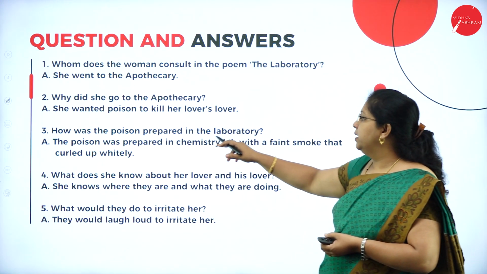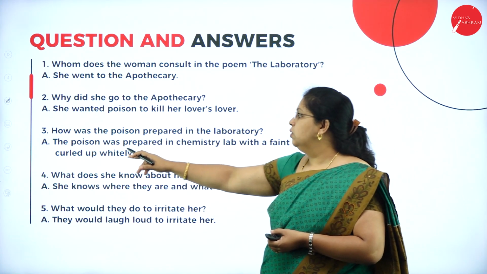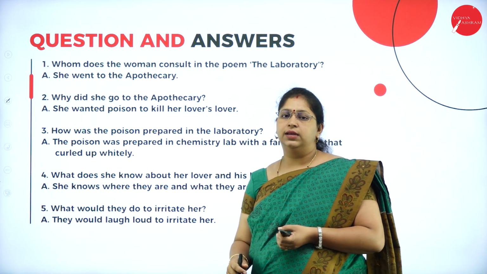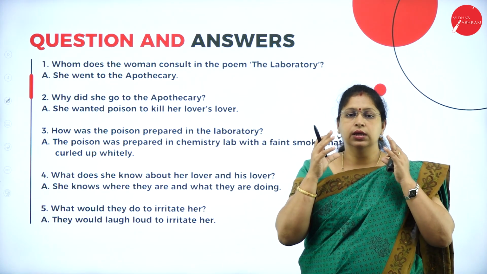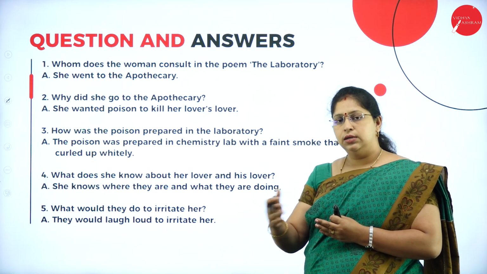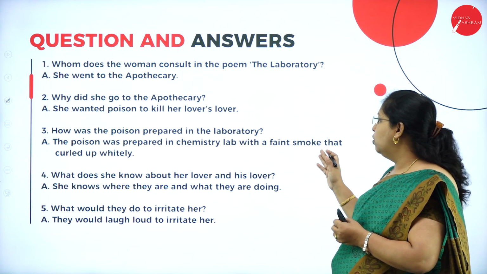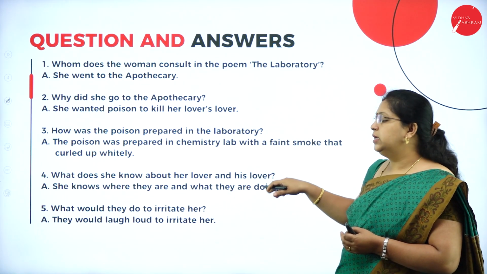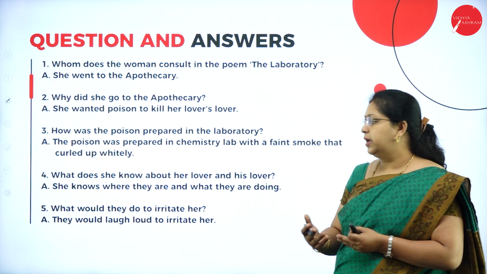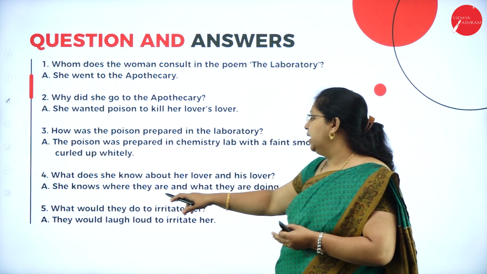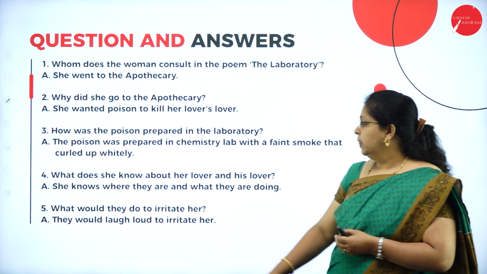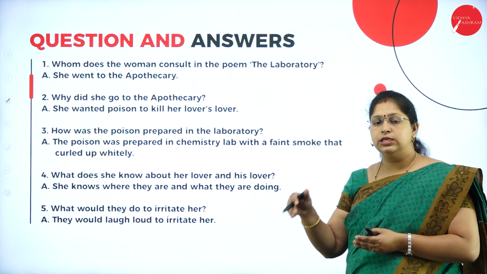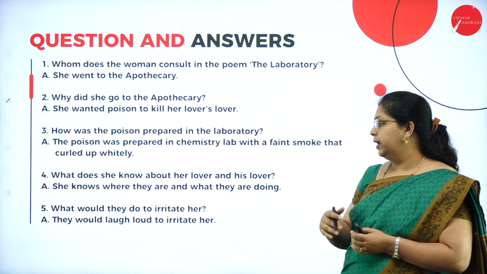How was the poison prepared in the laboratory? So, the poison was prepared in the chemistry lab with a faint smoke that curled up vitally. To avoid that only she had worn the glass mask, correct? So, it curled vitally, it had smoke which was faint also. What does she know about her lover and his lover? She knows their whereabouts, correct? She knows where they are and what they are doing. What would they do to irritate her? They knew that if they laugh, this speaker will be irritated, correct? So, what would they do?